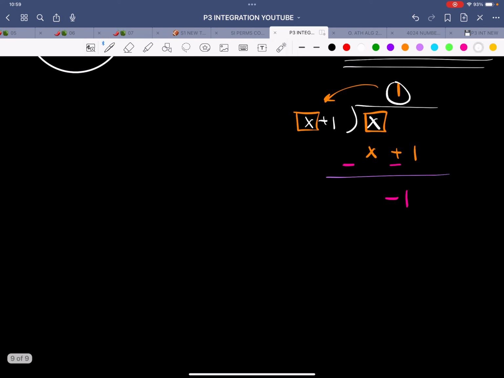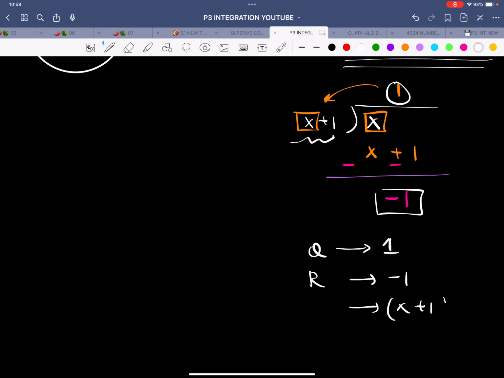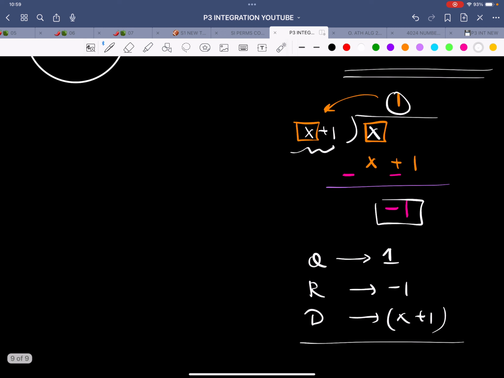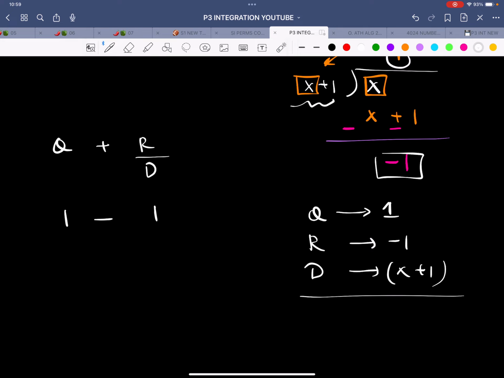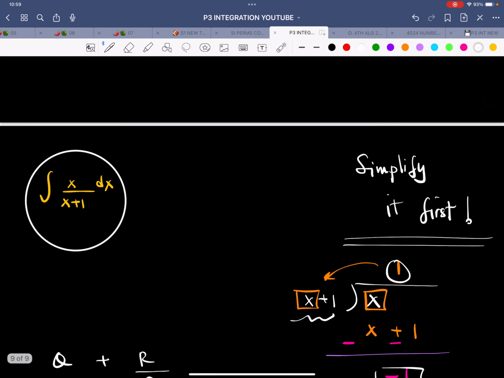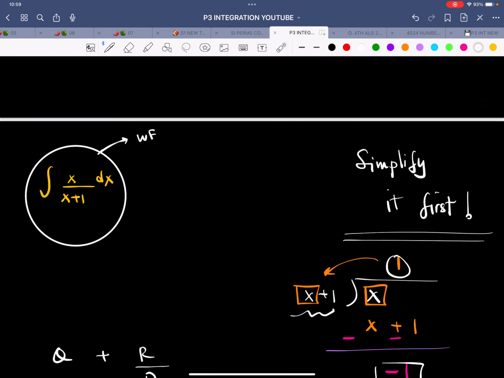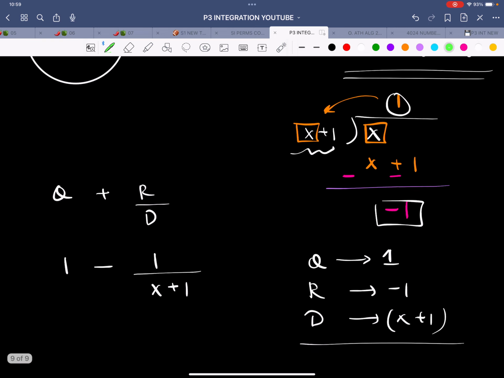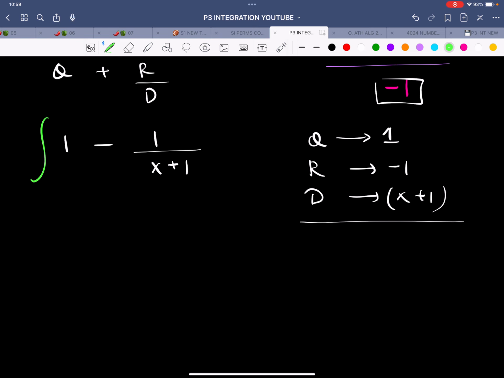So first of all, this 1 over here, that is the quotient, that is 1. This negative 1 over here, that is the remainder. And this thing over here, x plus 1, that is the divisor. So I can write this thing as quotient plus remainder over divisor. That is 1 minus 1 over x plus 1. If I'm not mistaken, yes it is. So now integrating this thing, this is worked example 6. That is the same thing as the integral of this. So integral dx, basic integration, that becomes x, minus, remains as it is.